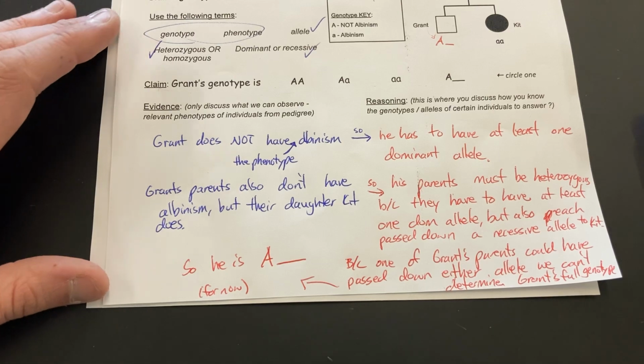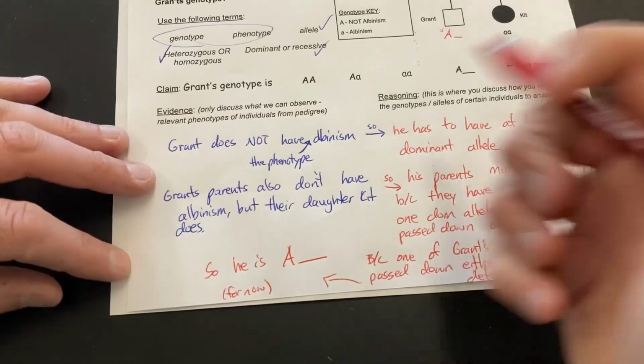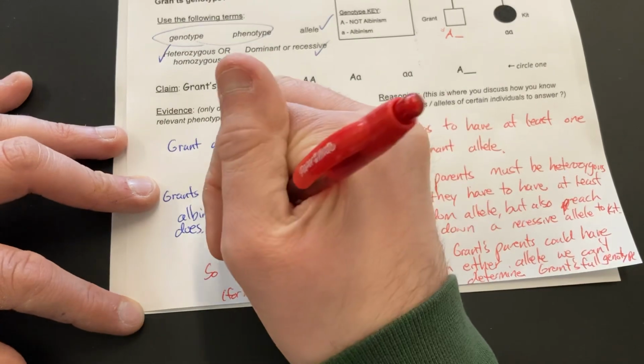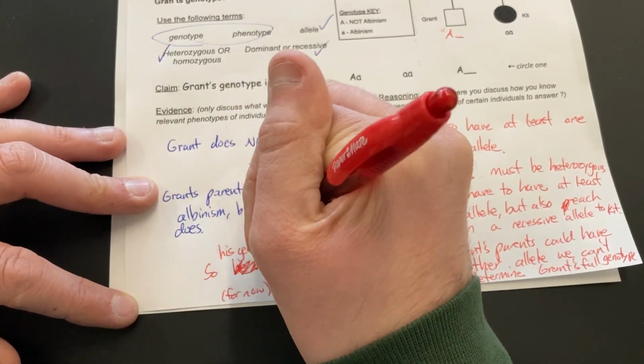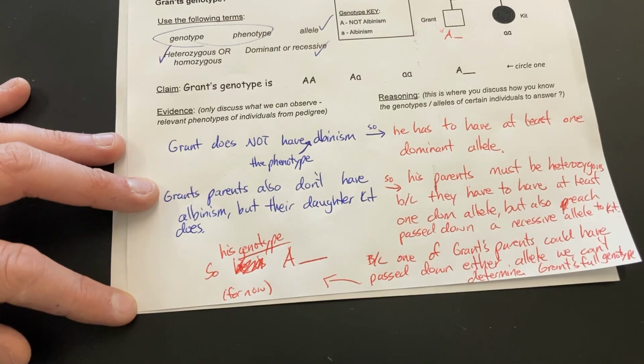All right. Sometimes it works out. You have it. And then how could we add genotype in here? All right. So I'm just going to cross out "so his genotype, boom, is big A dash." All right. So now I've used all my terms.